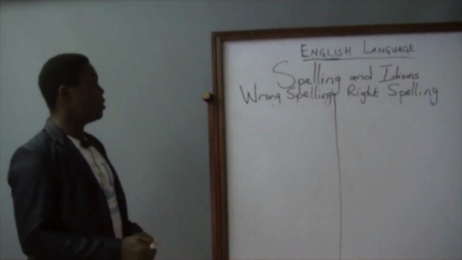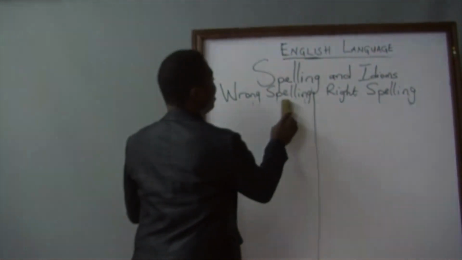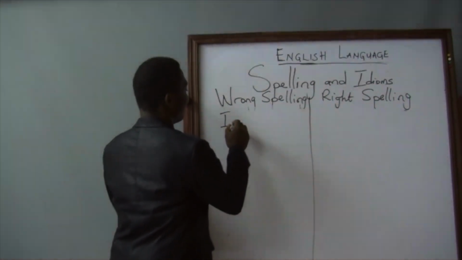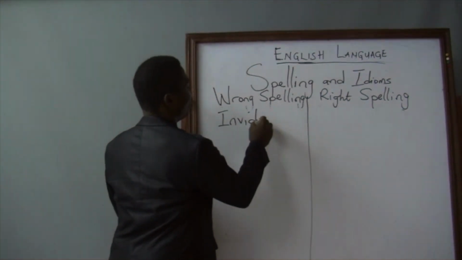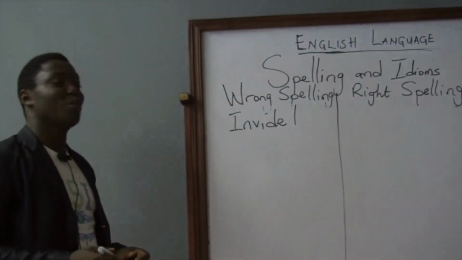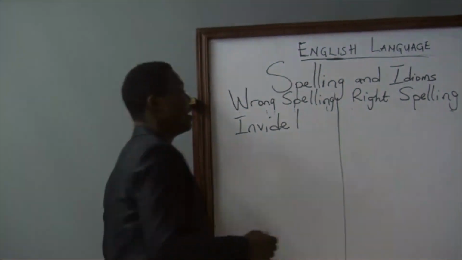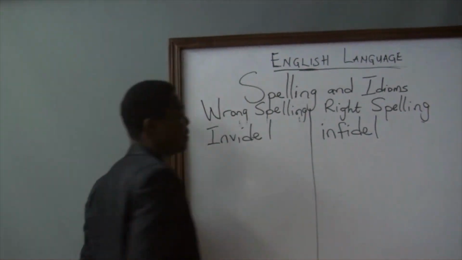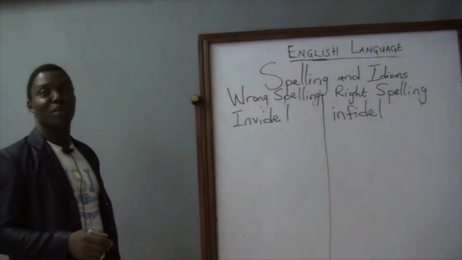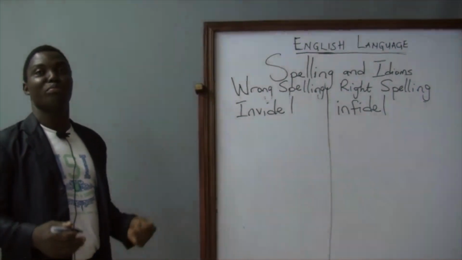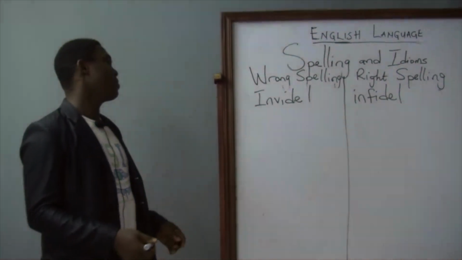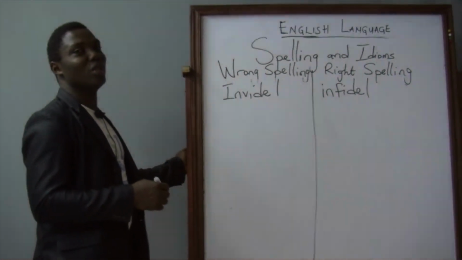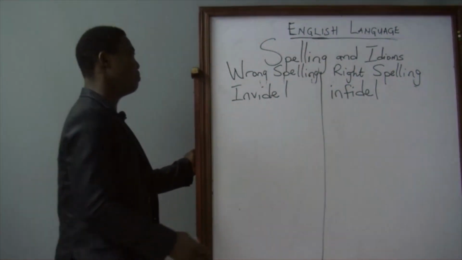Okay? We are considering the word infidel. As usual, this is the wrong way of spelling it. Infidel is spelled I-N-F-I-D-E-L. Infidel. An unbeliever. Somebody who does not believe in what you believe in. An infidel can also mean someone who is opposed to your own belief.